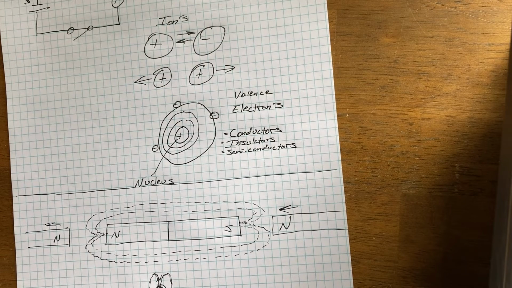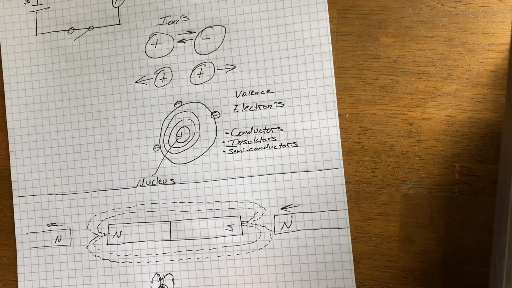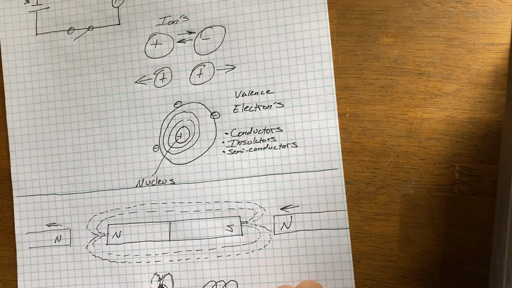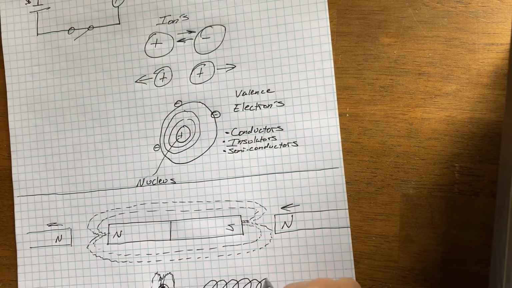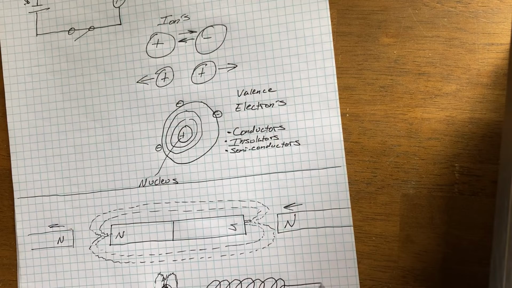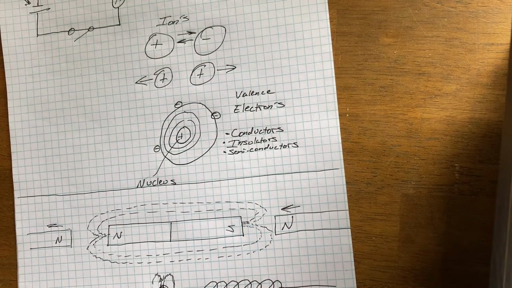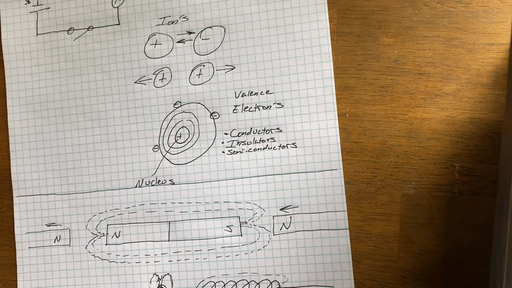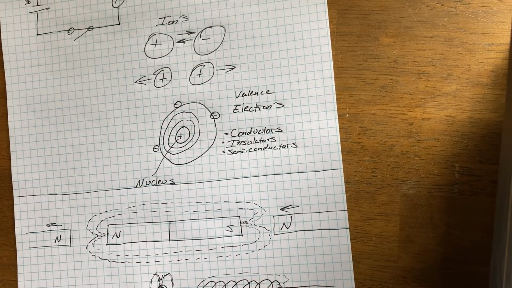The more current flows through a conductor, the stronger that magnetic field is. And there's things that you can do to make that magnetic field stronger. Like if you take a length of wire and wrap it around in a coil, that will make a magnetic field that has a given strength.